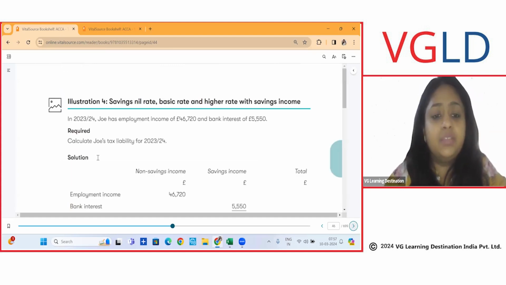Let's have just one more question and then we take the dividend income. Please do this illustration 4. The personal allowance is 12,570.